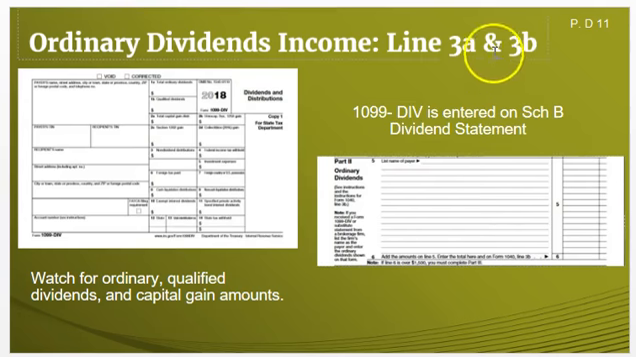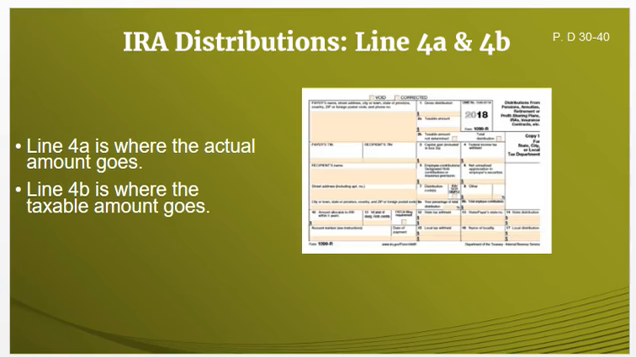On the front of our 1040, line 3A and 3B, the information from this form will flow through, provided we've entered it correctly. It will flow through correctly to lines 3A and 3B. 3A being the reportable amount, 3B being the taxable amount.